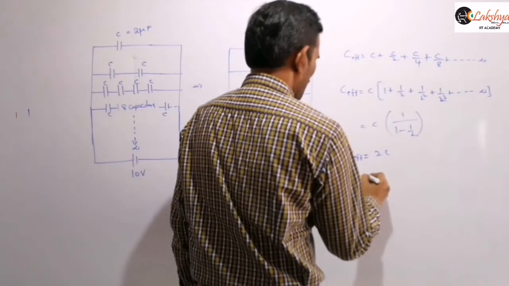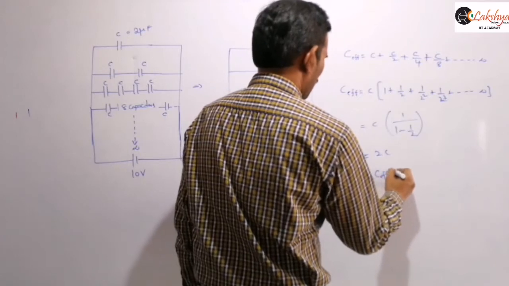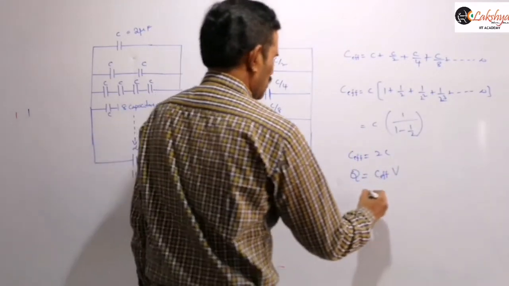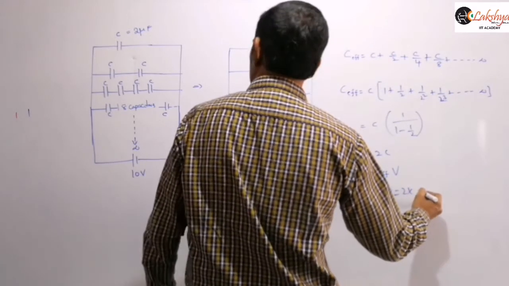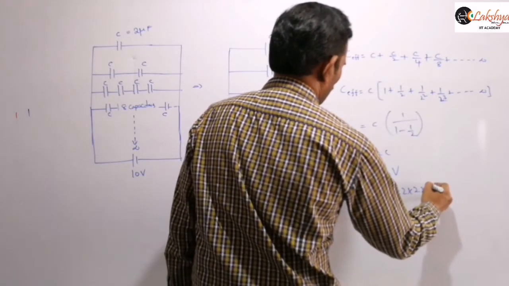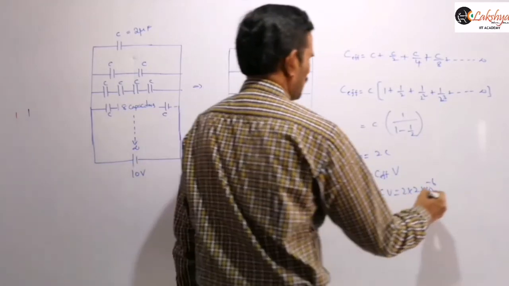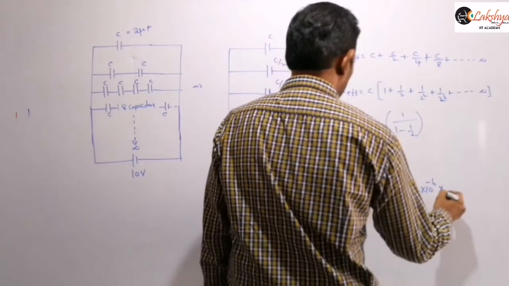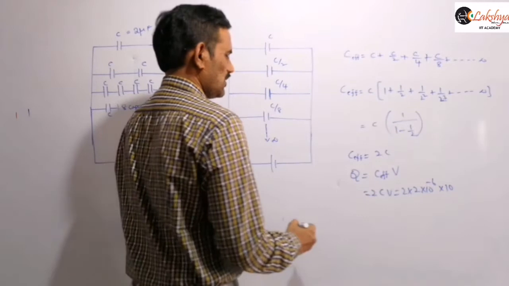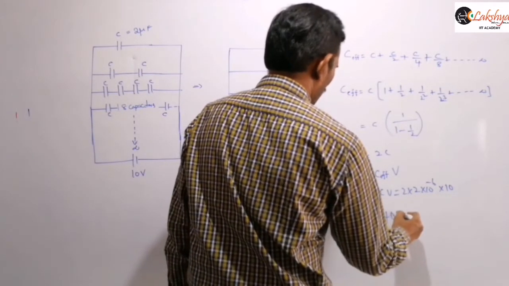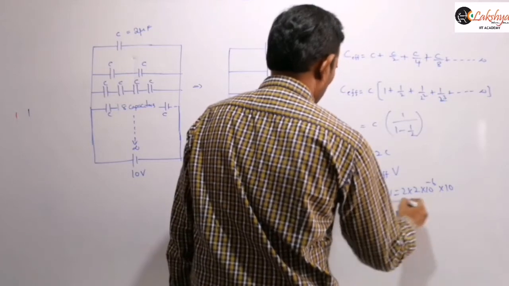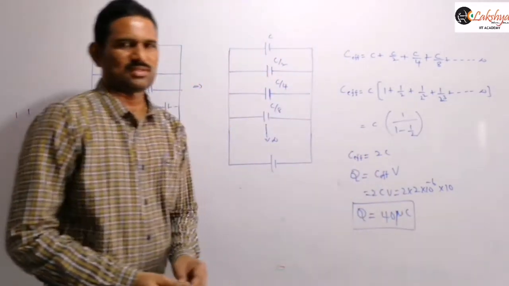And therefore the charge drawn from the cell is nothing but C effective into V, which is nothing but 2 into C into V. The C value is given here: 2 into 10 power minus 6, into this V value, 10. So therefore this Q value we can write as 40 microcoulombs. That is the charge drawn from this cell.